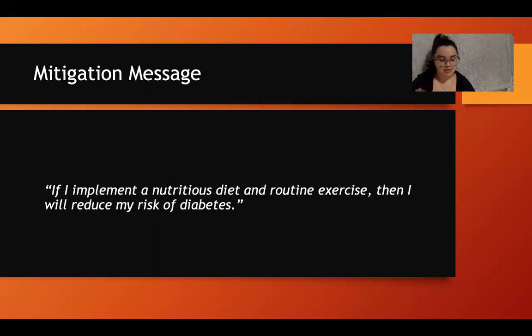Next, we have our mitigation message. The focus of this project is to reduce the diabetes disparity among Native American youth. The key benefit is described in this prevention statement we have here, addressing the target audience on the individual level, which is important. So our mitigation message is, if I implement a nutritious diet and routine exercise, then I will reduce my risk of diabetes. It's very simple, not very complicated, easy to understand.